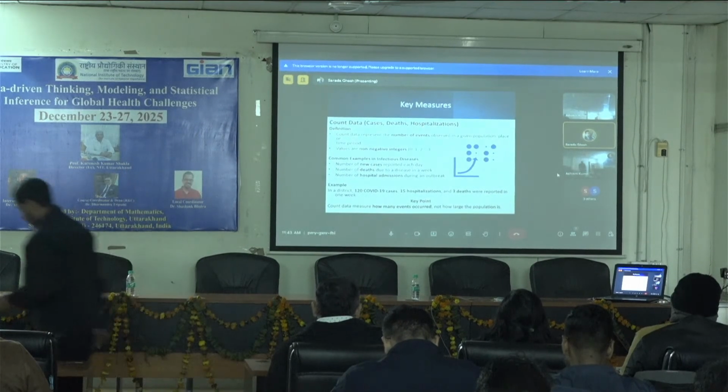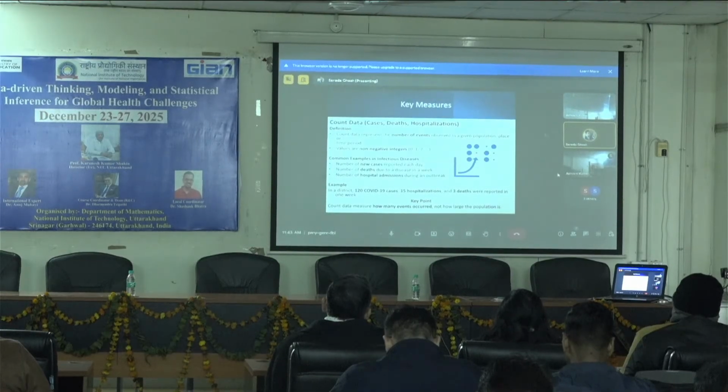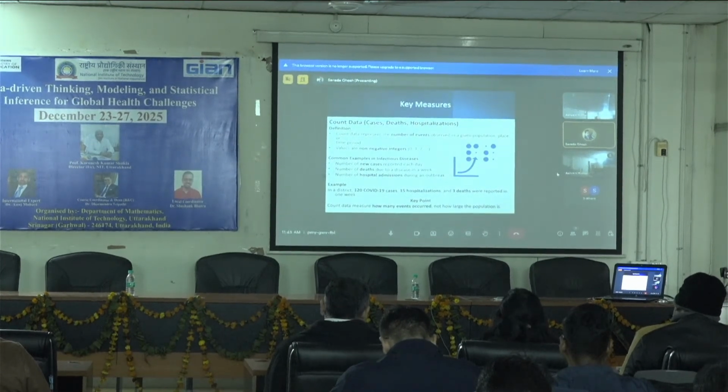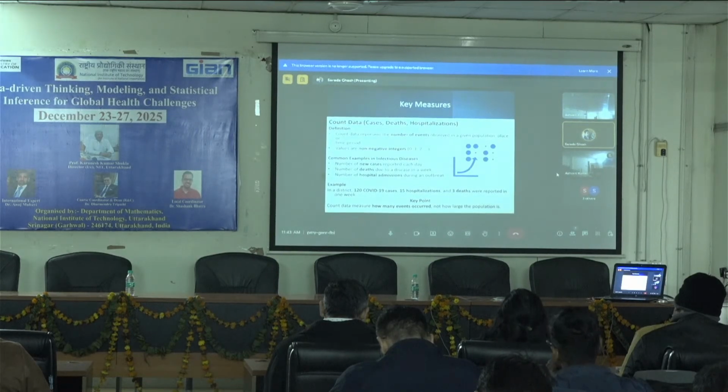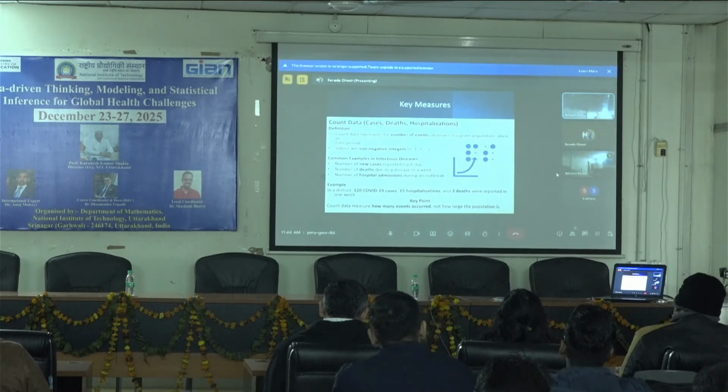Next one is count data. Count data is basically where we count the number of events. Of course it is a non-negative integer starting from 0, 1, 2, 3, 4, etc. Examples are the number of new cases reported each day, the number of deaths due to a particular disease in a week, or the number of hospitalized patients, like how many people came this week for a certain disease. These are common examples from infectious disease.